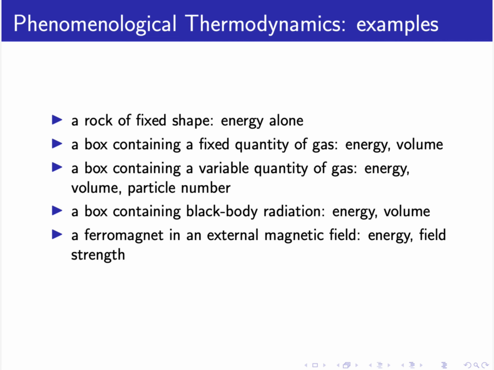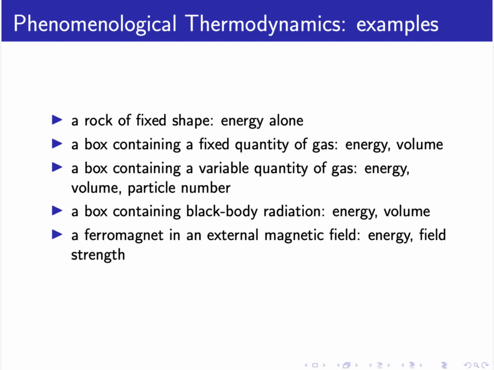A ferromagnet sitting in the external magnetic field, the energy is the only conserved quantity that matters, and the field strength is now an external parameter, playing a similar role in the thermodynamics of the ferromagnet as the volume of the box of gas plays in the thermodynamics of the gas. And I didn't put it on to avoid hostages to fortune, but between ourselves, black holes will do fine as well. A black hole is characterized by its conserved energy, by no external parameters at all, and by its conserved angular momentum and its conserved charge.